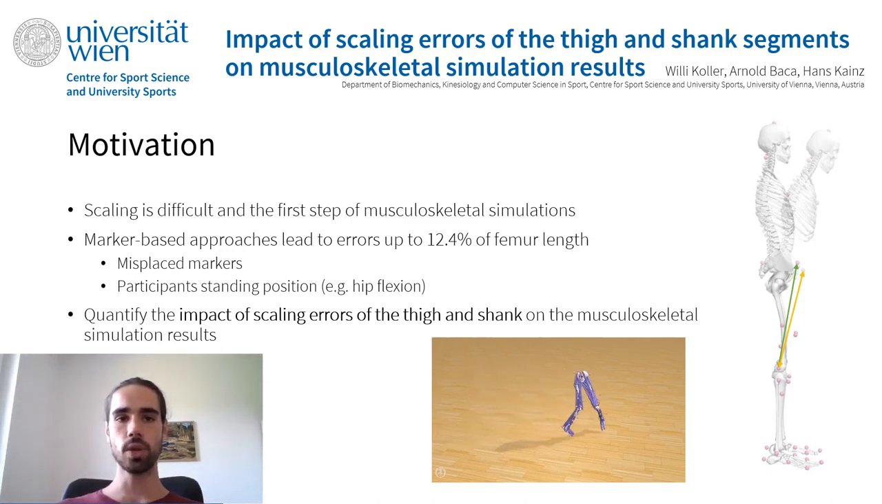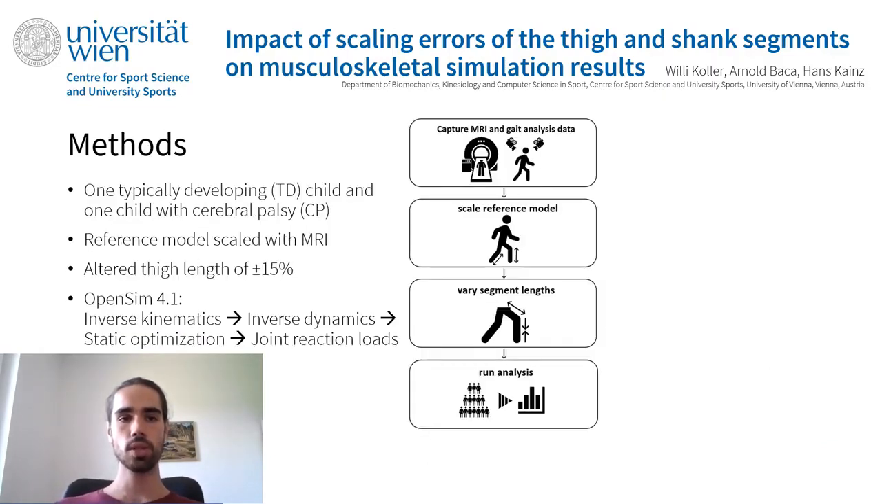In this study, we wanted to analyze the impact of scaling errors of thigh and shank segments in a systematic and comprehensive way. To do this, data of a child with cerebral palsy and one typically developing child were retrospectively analyzed. We scaled a generic model to fit the participants' anthropometry based on measurements from MRI. Then we adjusted thigh and shank segments by mimicking a misplaced lateral epicondyle marker. In total, 30 additional models were created, which included altered thigh lengths of plus minus 15%.